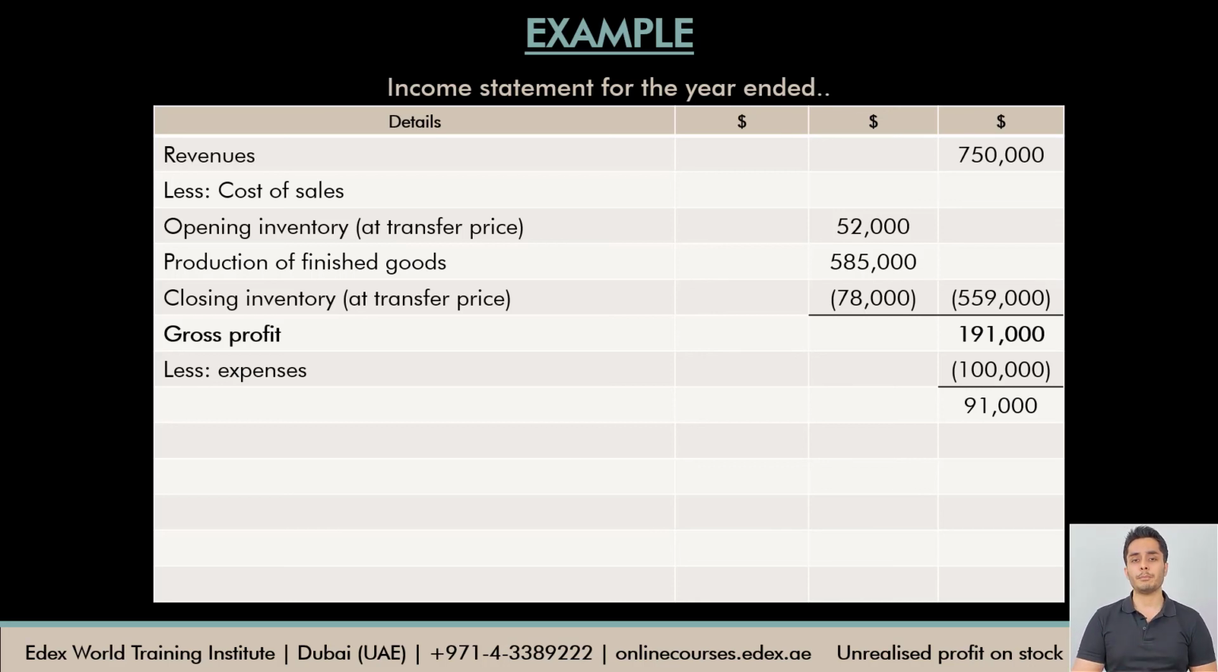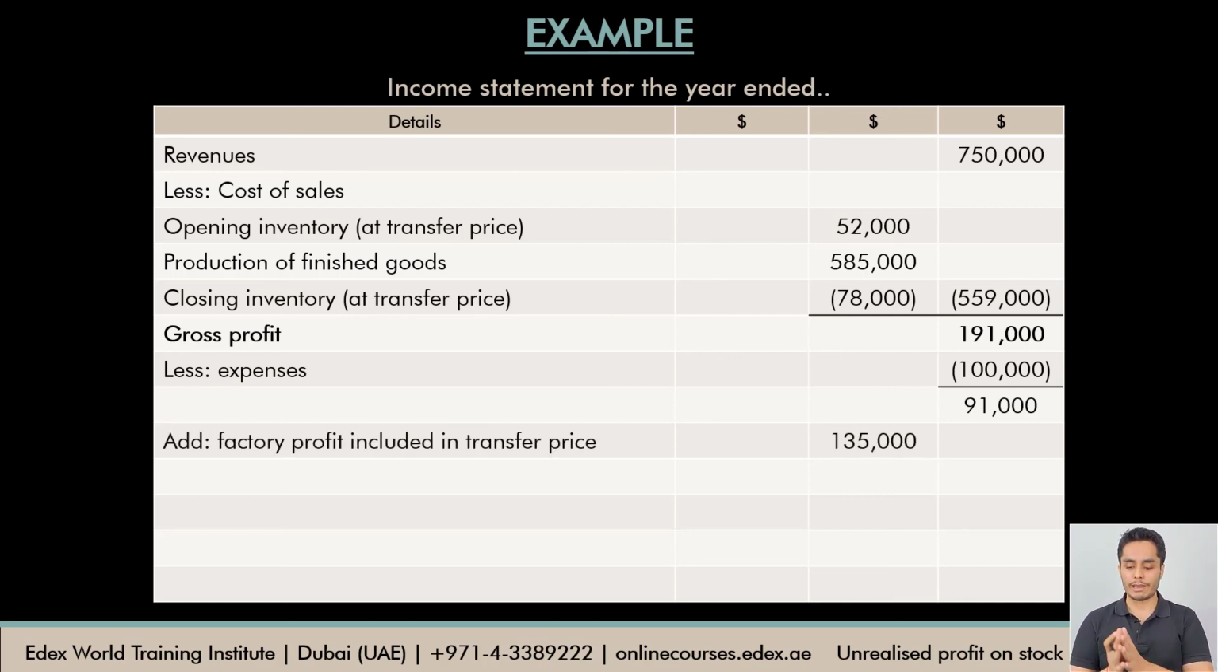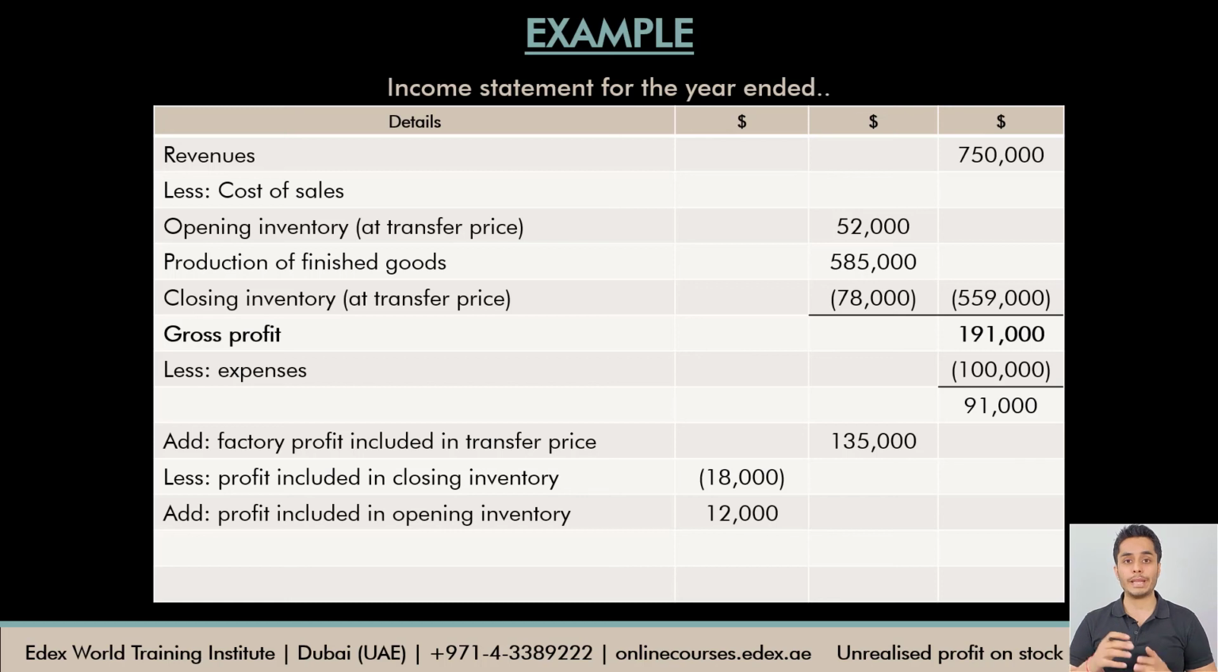I told you the factory profit that was added by the manufacturing department will have to be added back to arrive at the correct net profit. So we have it here, 135,000 will be added back. The profit element in the closing inventory will have to be deducted to arrive at the correct profit, so minus 18,000, and the profit element in the opening inventory will have to be added back, 12,000. The net effect of this is minus 6,000.